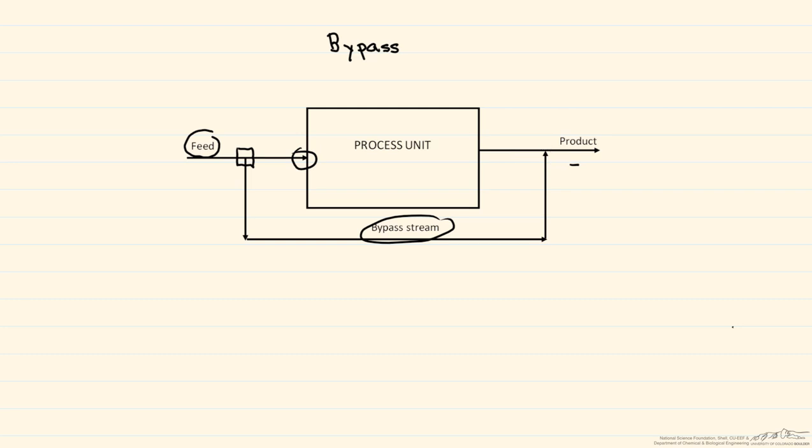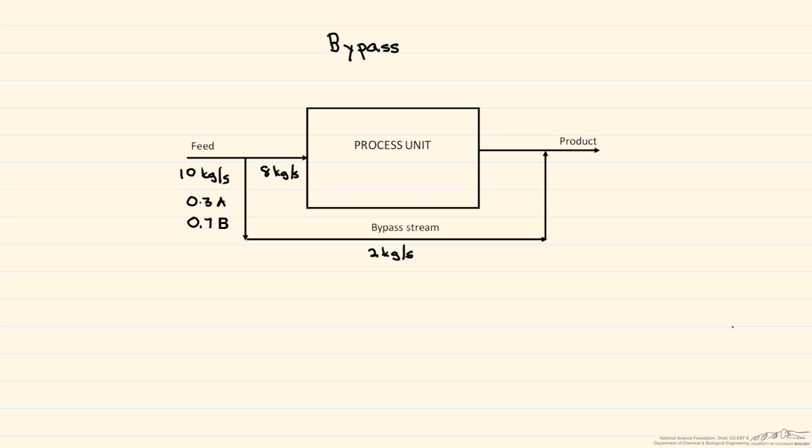So we're going to look at an example of how to use this. We're going to start with a feed stream. It's 10 kilograms per second, and it is by mass 30% A and 70% B. So this stream splits such that 20% of it forms a bypass. So here's our bypass, and 20% of 10 kilograms per second is 2 kilograms per second. And what that means is here, the stream going into the unit is 8 kilograms per second.